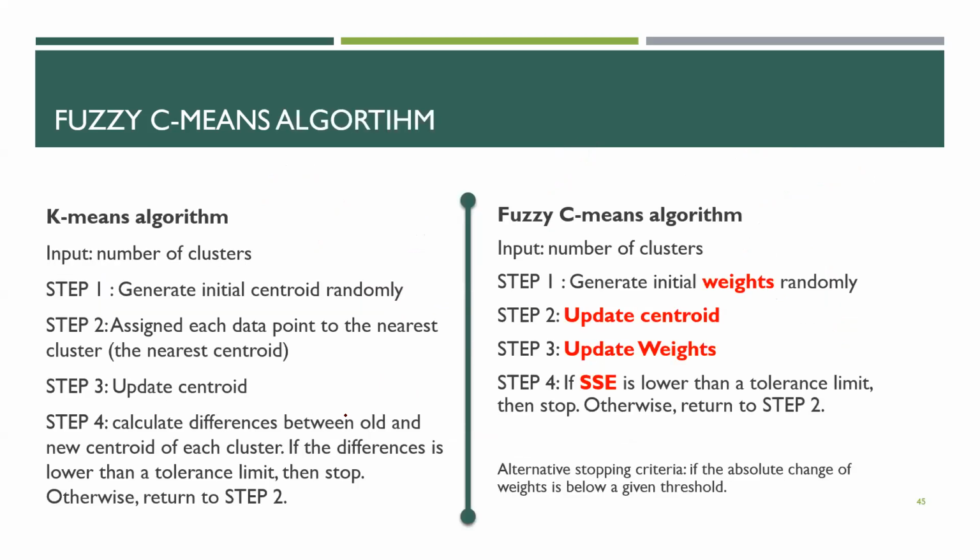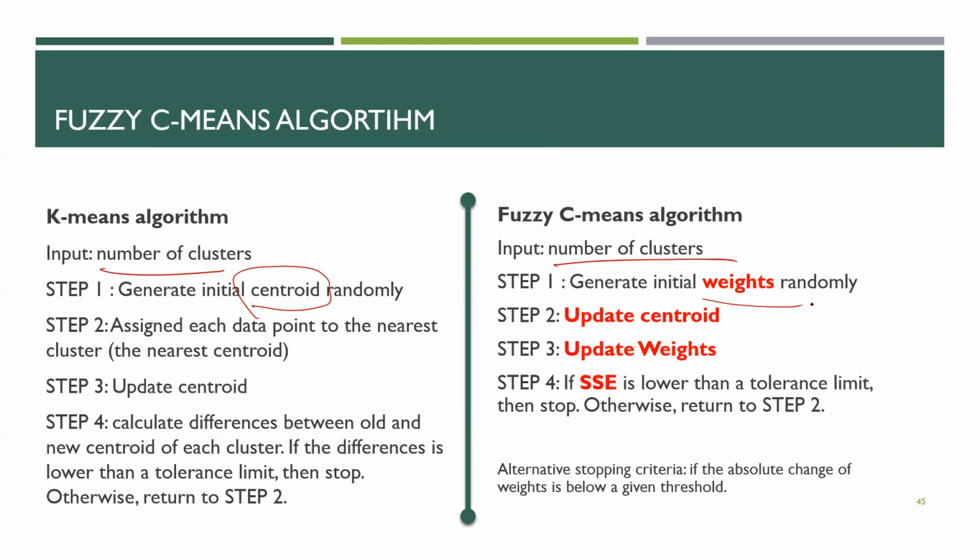This is the algorithm differences between K-means and fuzzy c-means. In K-means, oh, sorry, in both of them, we have to determine the number of clusters. So for c-means and K-means, we have to know at the beginning how many clusters. Then, first step, in K-means, we generate initial random centroids. But for fuzzy c-means, we generate the weights randomly.